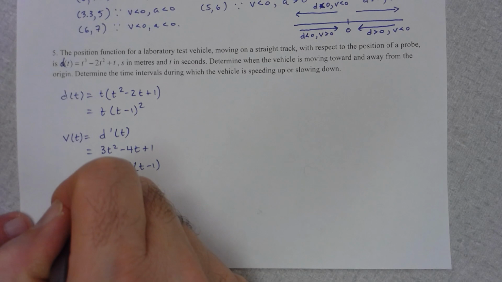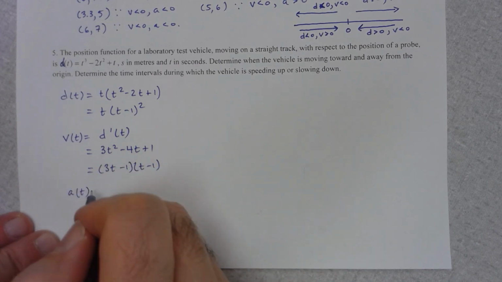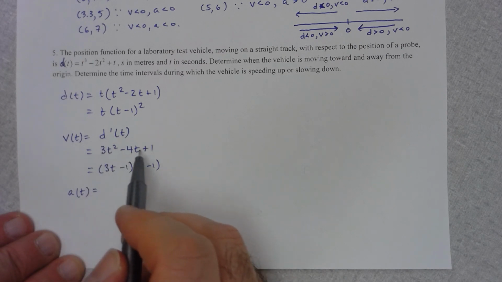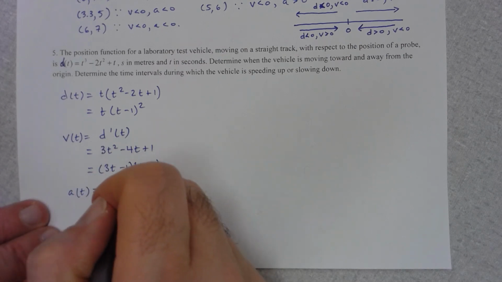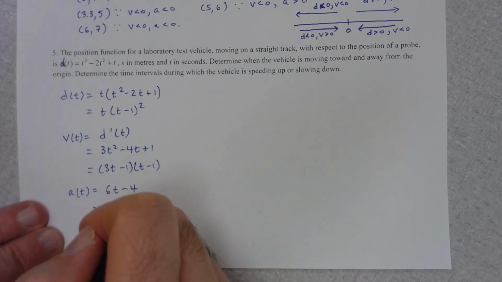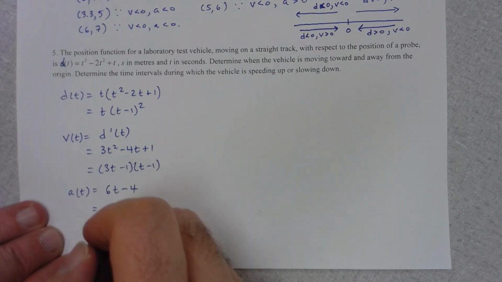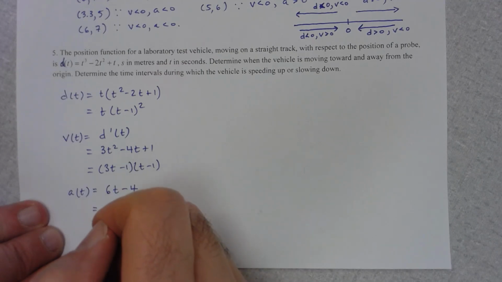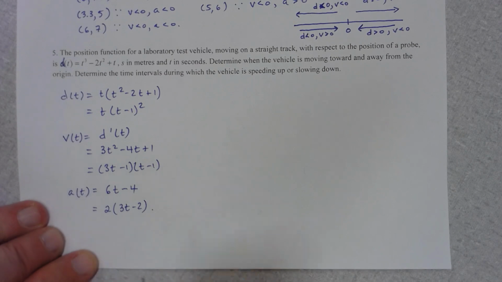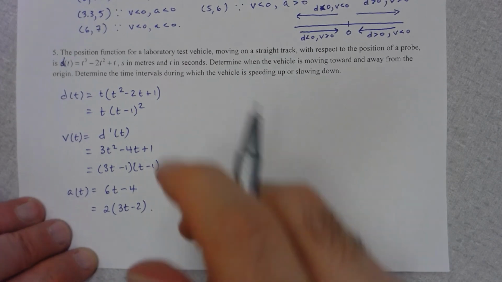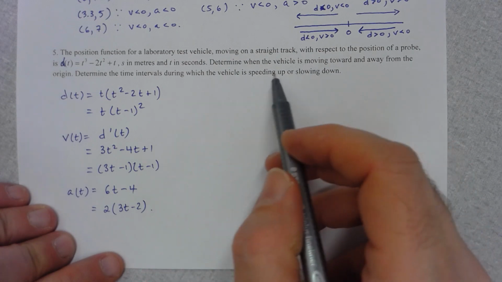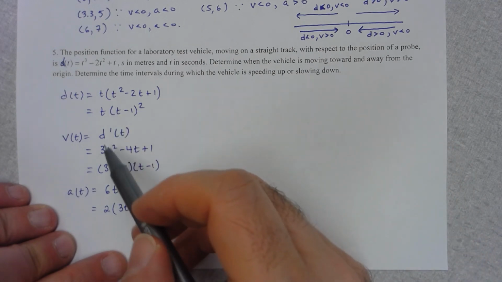And now let's find the acceleration, which is just the derivative of the velocity function. And so let's take the derivative from this one here. We end up with 6t minus 4. All right, and if we want to factor this out, factor out a 2. And what do we have? We have 3t minus 2. All right. Now, in order to determine the answers to these questions, it's all about comparing the signs.